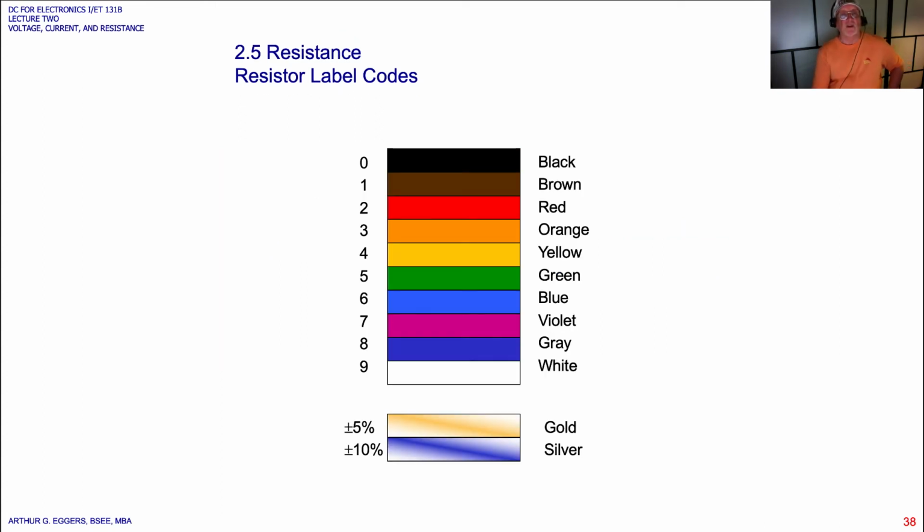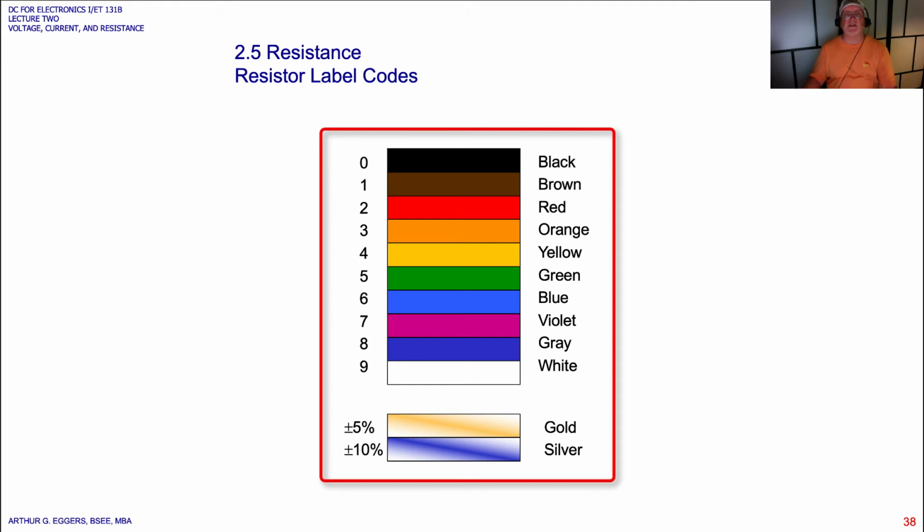So our relationship says if we line up this rainbow looking relationship, you can see that we have 0 through 9 and 5% and 10% for our tolerances. So we have black, brown, red, orange, yellow, green, blue, violet, gray, and white.